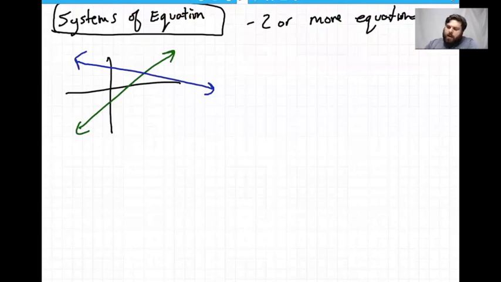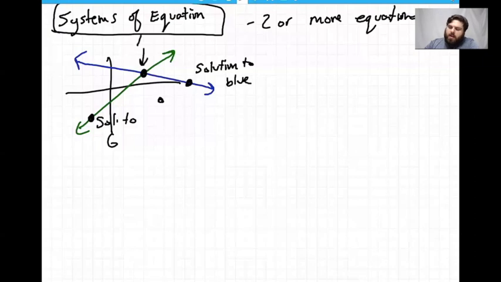Because think about this point right here. This point is on the blue line, so this point is a solution to the blue line. But is it a solution to the green line? No, it would have to be on the line to be a solution. Okay, look at this point down here. This is a solution to the green, but it's not a solution to the blue. This point here is a solution to neither. It's not on either line. But you can tell pretty quickly that this point here is a solution to both. So this point right here is very special. We call this the solution to the system.